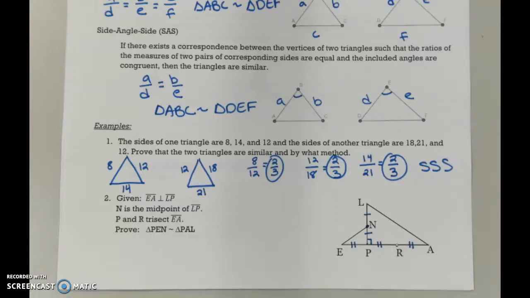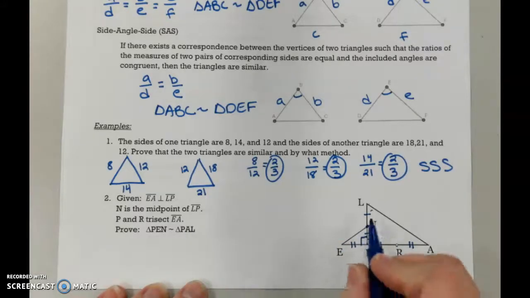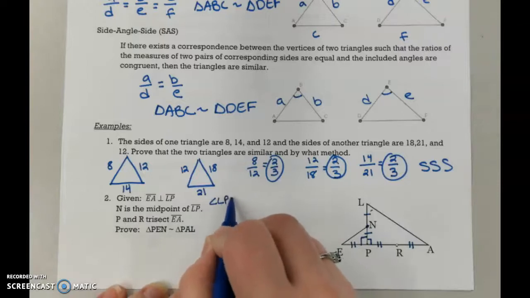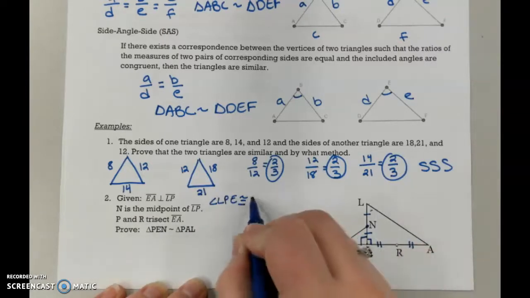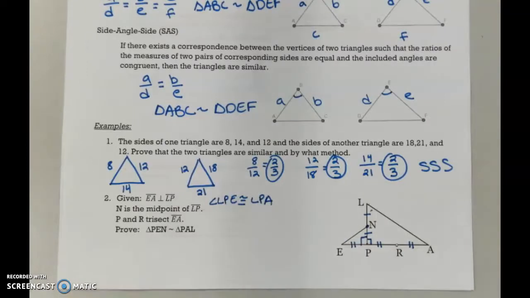So, based on this information we're given, I can already tell that the only way I can prove that these are similar is by the side angle side method, because I only know about two sides and one angle. And the angle I do know about is in between the two sides that we would have to prove that the ratio of those sides are congruent. So first of all, if this is perpendicular, that means both of these angles are right angles. So angle LPE is congruent to angle LPA because all right angles are congruent. So there's my angle. Now I need to focus on the two sides.